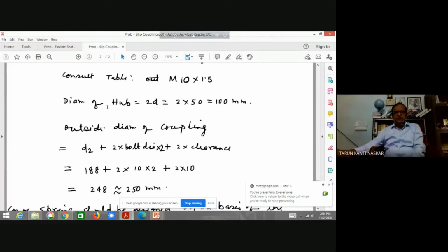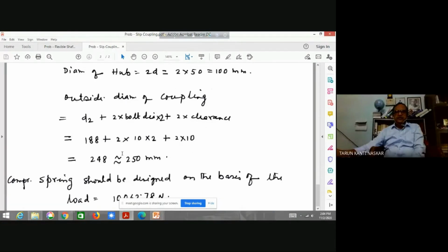Diameter half is 2D, that is 2 into 50, 100 millimeter. Outside diameter of coupling, that is D2 plus something, will come from the geometry, and I have already told you, you consult the geometry. That is the diameter of coupling D2, the outer diameter of the friction area, then 2 into bolt diameter multiplied by 2 plus 2 into clearance. So ultimately it will be equal to 250 millimeter. So you have to finally design the spring.